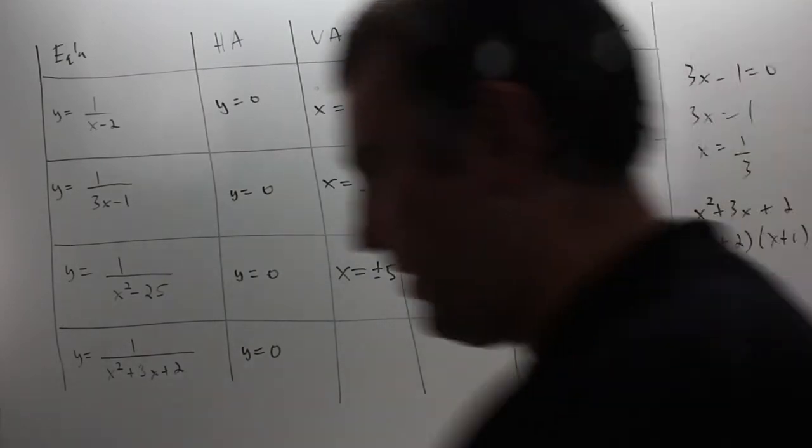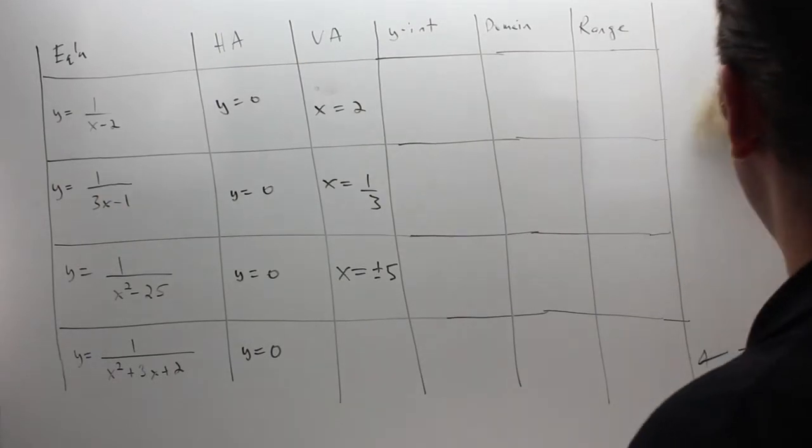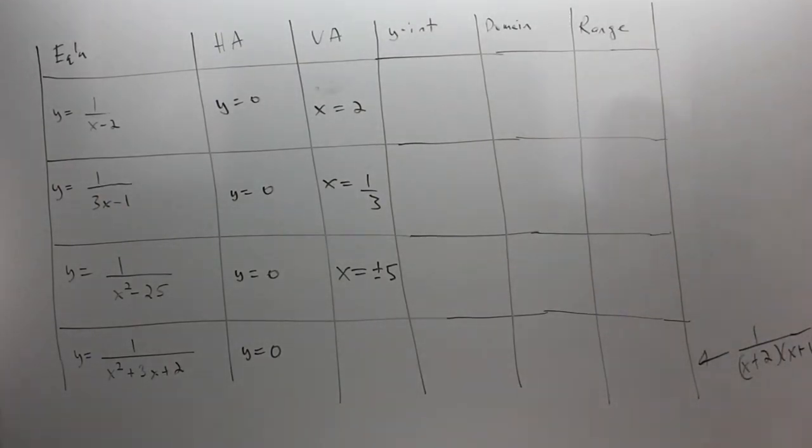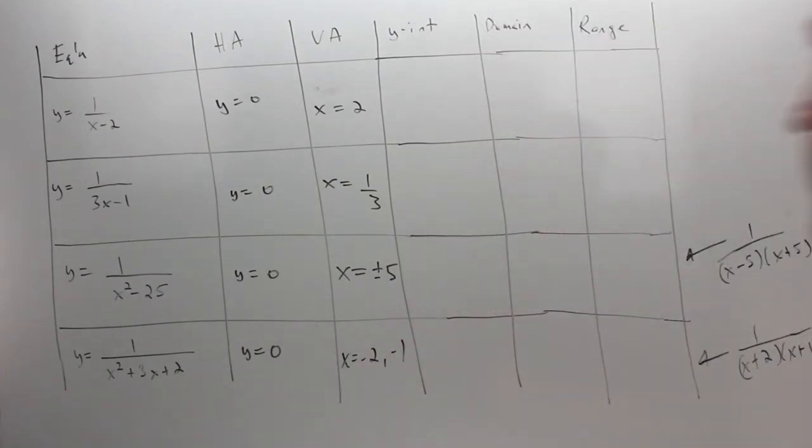Conversely here, I'll write the other equation out in factored form. It becomes 1 over x minus 5, x plus 5. Okay, so the roots here are negative 2 and negative 1. So x equals negative 2 and negative 1.